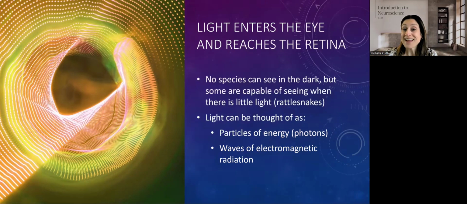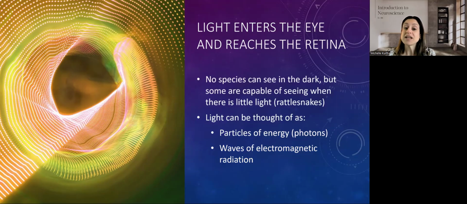No species can actually see in complete darkness. I know sometimes we think that's the case, but the reality is that some animals are actually better at low light vision. You can think about rattlesnakes, for example. They can actually detect infrared radiation, which lets them hunt at night.